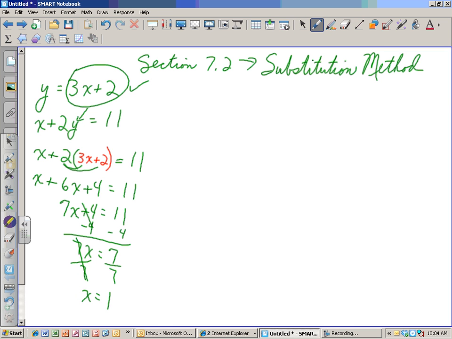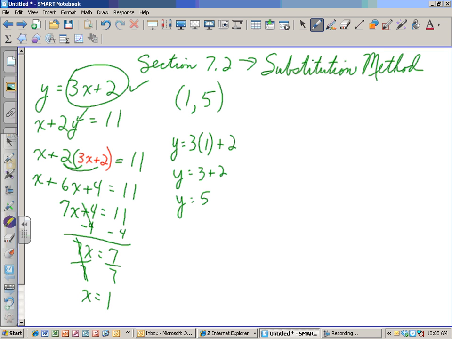Well, I know one part of it, x is 1. In order to find y, I can put it into either one of the original equations. I think I'll put it into the top one. If x is 1, then y is equal to 3 times 1 plus 2. So y is equal to 3 plus 2, and y is equal to 5. This is called the substitution method. I'm going to give you a couple other examples.